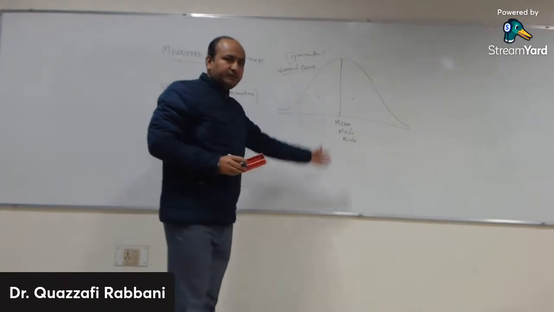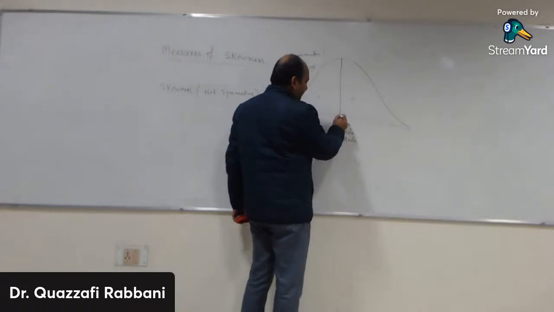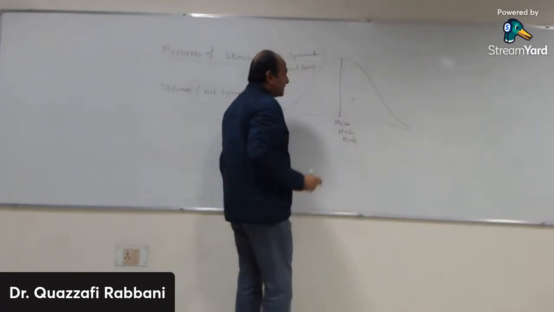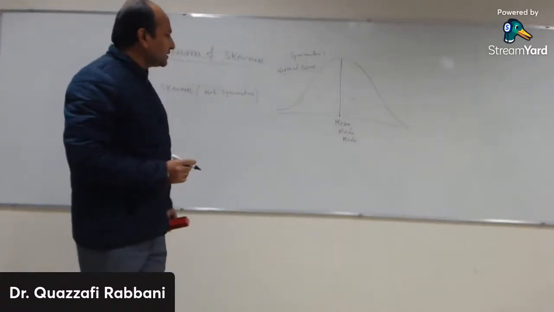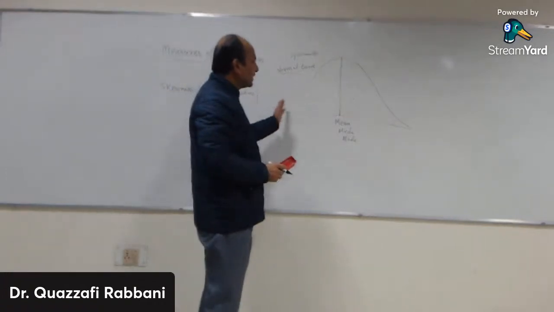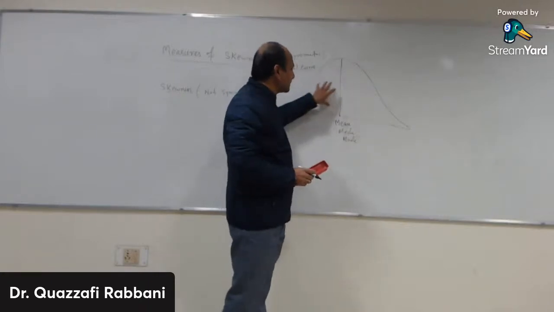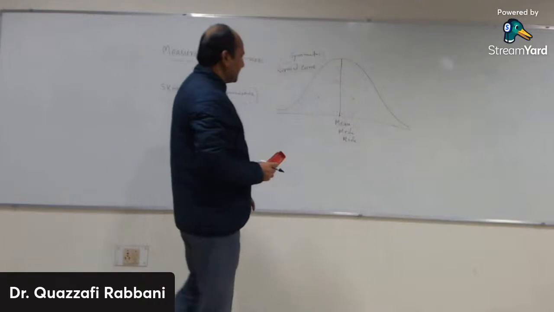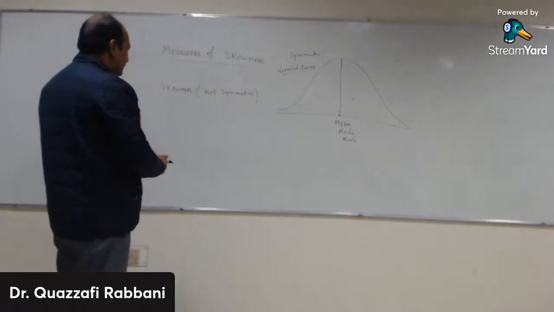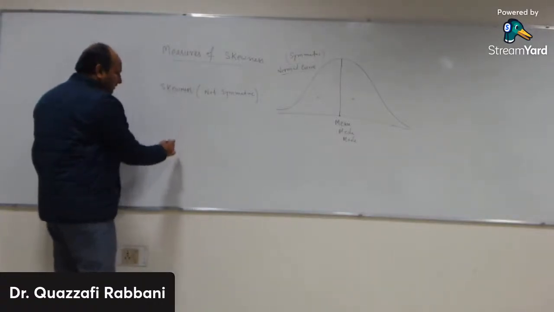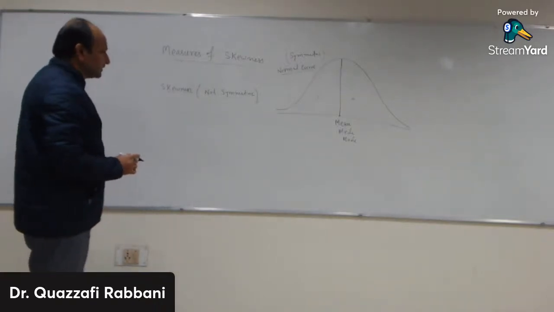In a symmetric curve, mean, median, and mode are equal. They lie at the same point. So if mean, median, and mode are equal, then the distribution is normal, and this curve is normal. This is the bell-shaped curve, and both sides are identical. If this is not normal, then the curve is skewed. There are two types of skewed curves: positive skewed and negative skewed.